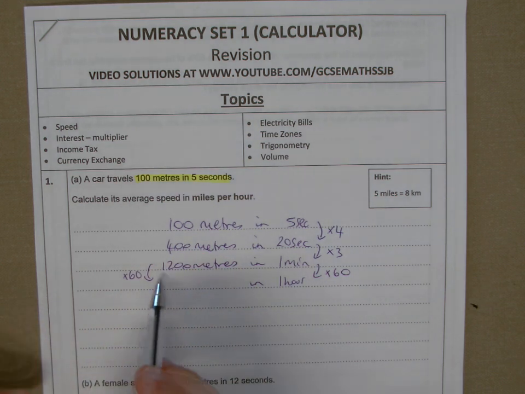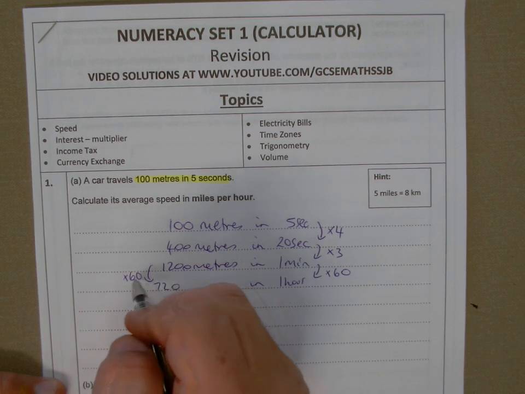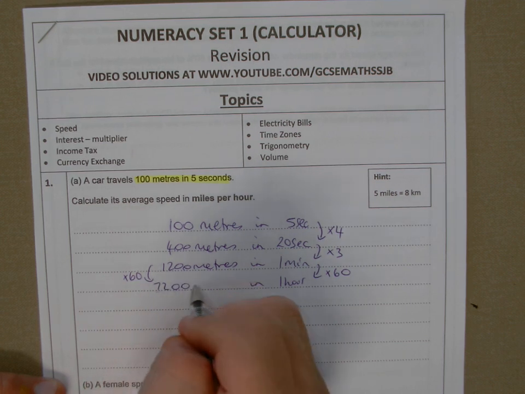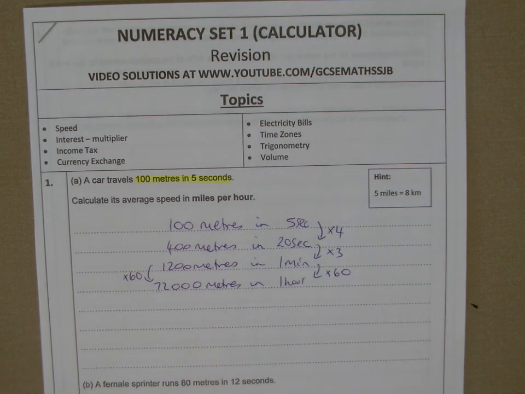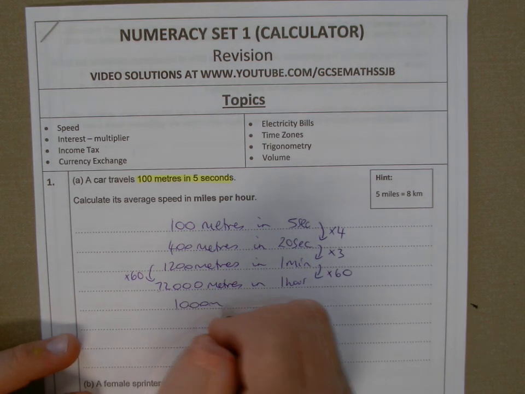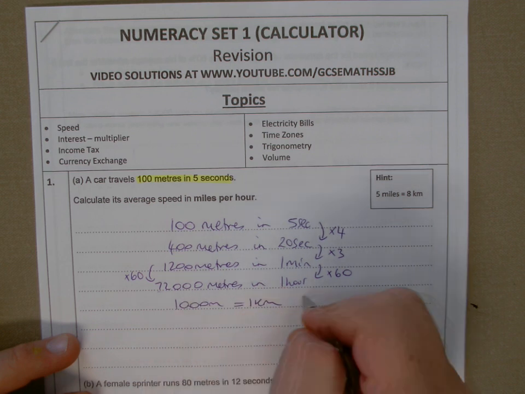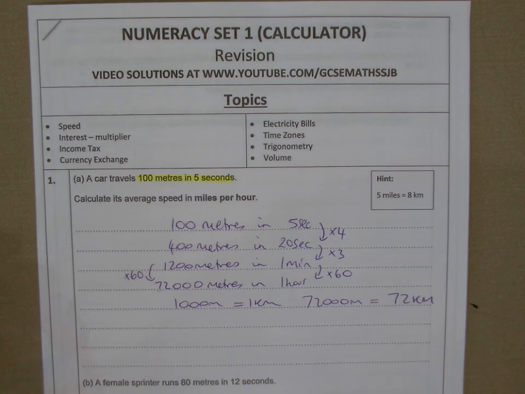We could do this on a calculator, or you could just do 6 times 12 is 72, add the 3 zeros. Worth checking on your calculator, but that's 72,000 meters in 1 hour. So now we know how far he travels in 1 hour. Because we know 1,000 meters is a kilometer, then 72,000 meters will be 72 kilometers. So 72 kilometers is what the car travels in 1 hour.